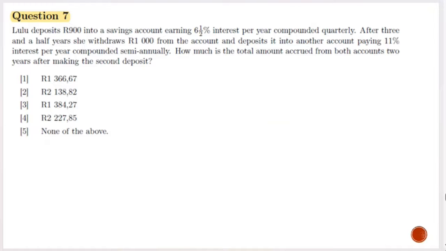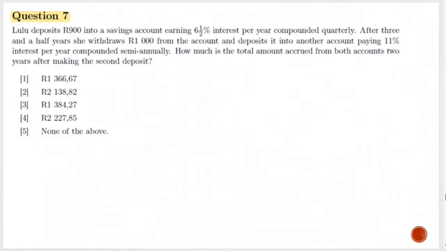After 3.5 years, she withdraws money from the account and deposits it into another account, paying 11% interest per year, compounded annually. How much is the total amount accrued from both accounts 2 years after making the second deposit? There are things happening here. There are 2 accounts here.